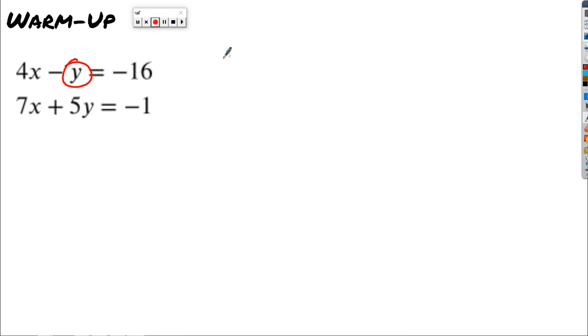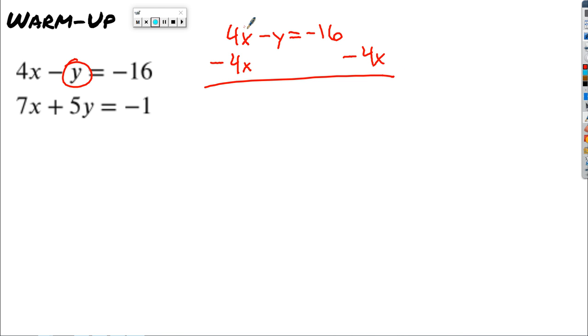I'm just going to set this up, and I'm going to move my 4x. I'm going to subtract it to the other side, so I'm going to have it over here. I'm going to cancel these out, and then I'm going to bring this negative y down. I'm going to set this up just like what we have here.